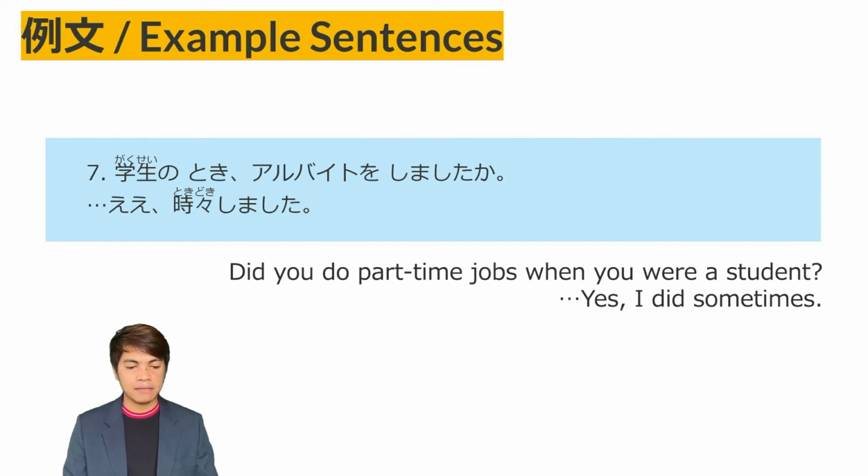Example sentence number 7. Gakusei no toki, arubaito shimashita ka? Tokidoki shimashita. So the first sentence, gakusei no toki. The word gakusei is a noun. So plus toki, we need to use the particle no. Gakusei no toki. When I was a student. Arubaito shimashita ka? So when you were a student, did you do part-time jobs? He answered, yes. Tokidoki shimashita. Yes, I did sometimes.